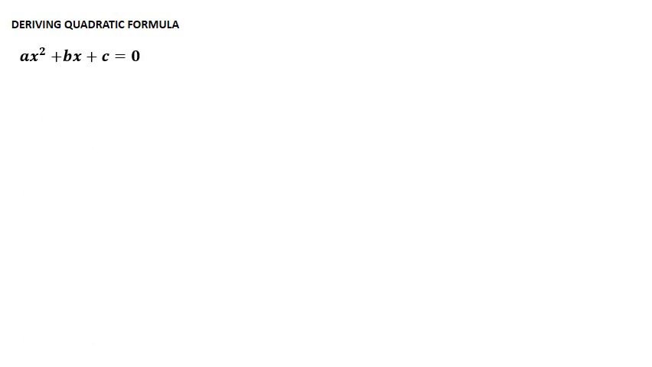Any equation that is expressed in the form ax squared plus bx plus c is equal to 0 is called a quadratic equation. To derive the quadratic formula, we shall make use of this basic quadratic equation. You also need to have a basic concept of completing the square, and of course how to make a given expression a perfect square.